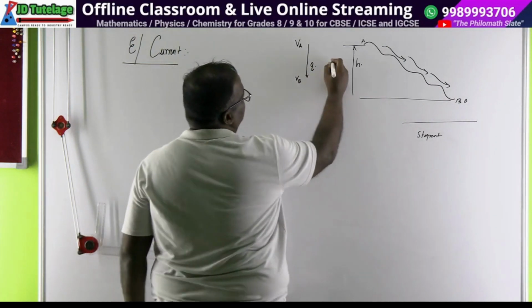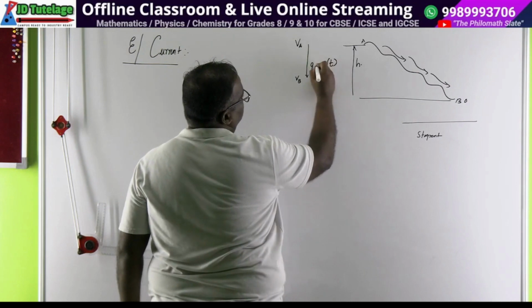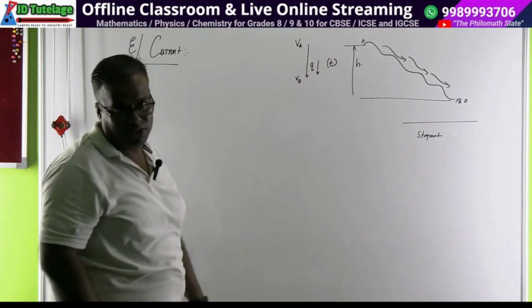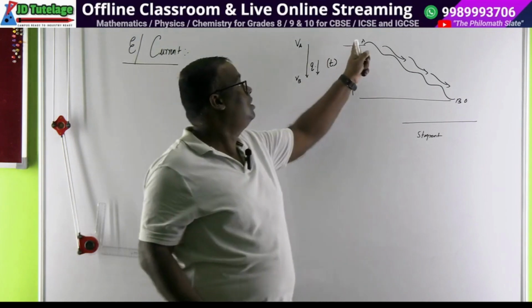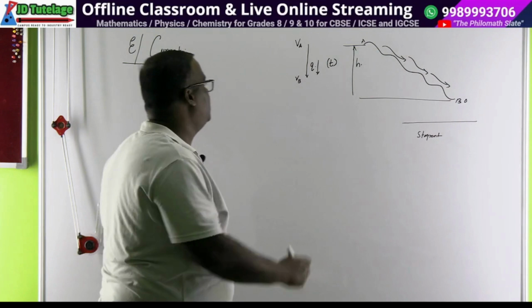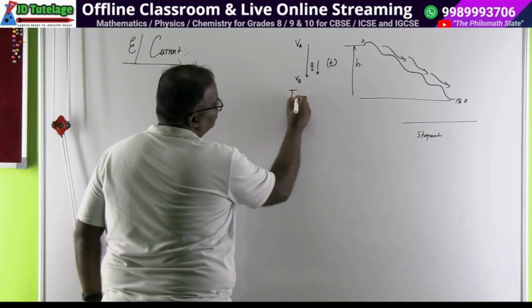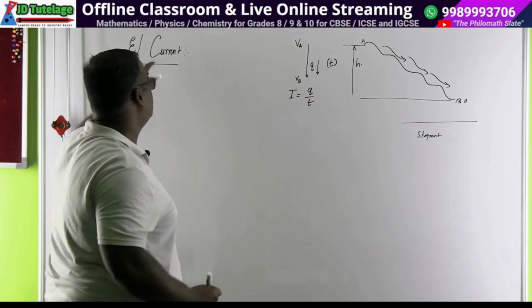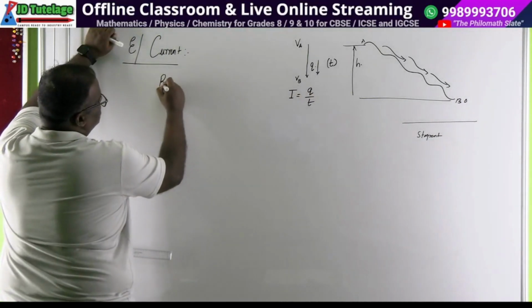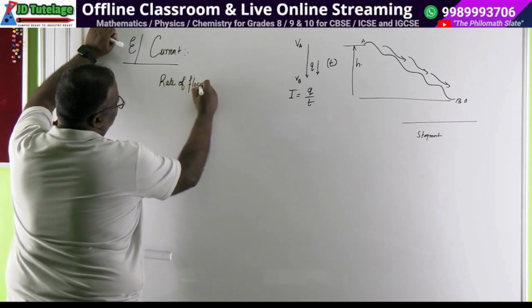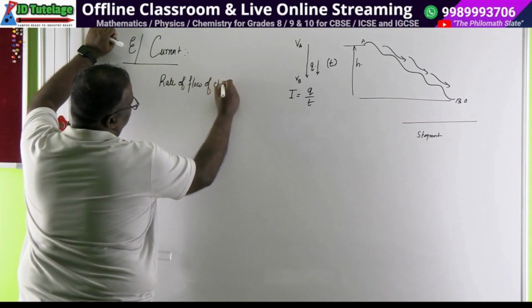Let's say in t time, Q amount of charge is flowing from a higher potential to a lower potential point. Got it? In t time, Q amount of water is flowing from higher potential to lower potential. Then the electric current is given by the ratio Q over t. So what is electric current? Electric current is the rate of flow of charge.